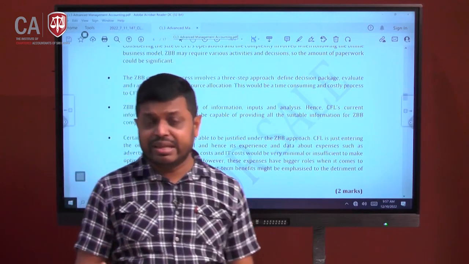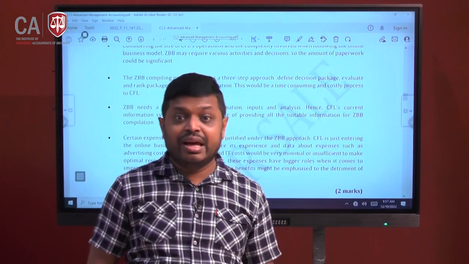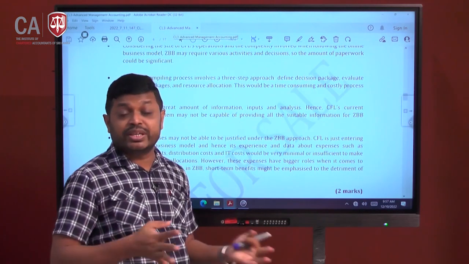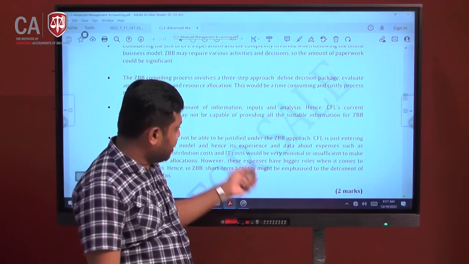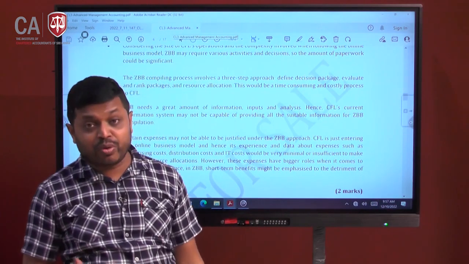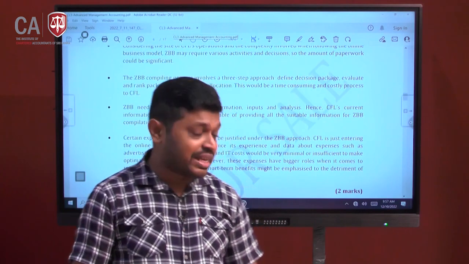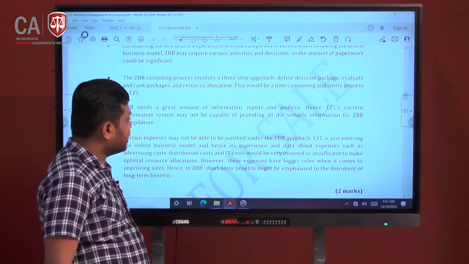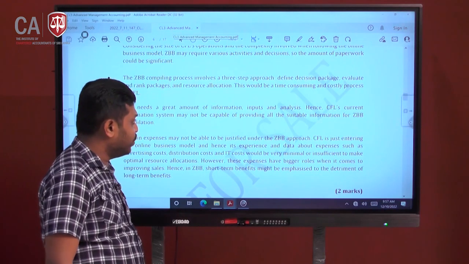You have to justify that this activity is required, and you have to break it down. So much additional information may be required rather than earlier. Sometimes the current ZBB, the current system, may not provide sufficient information. That is the challenge. The last one, certain expenses may not be able to be justified under the ZBB approach.